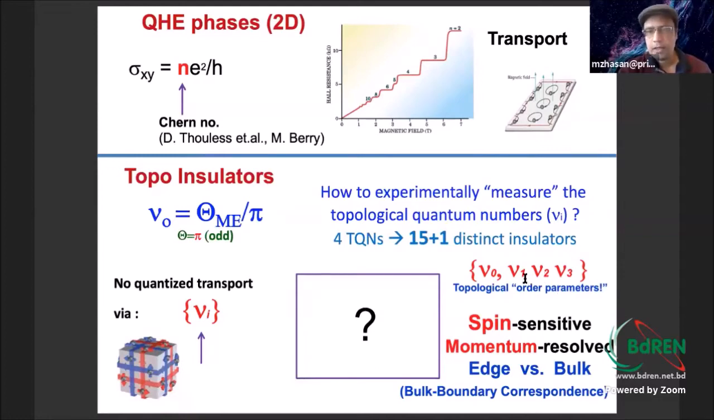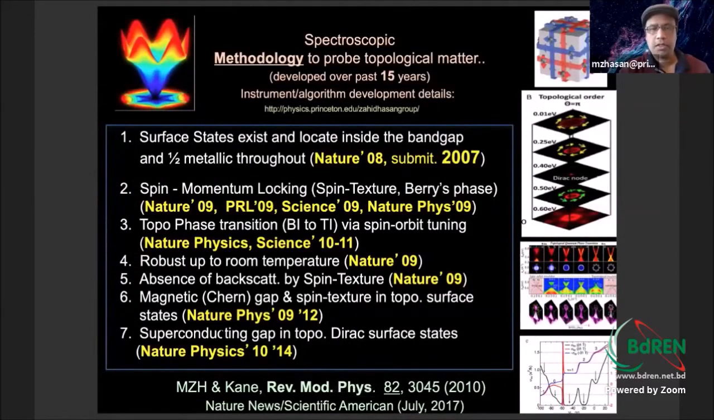And these invariants do not directly lead to quantized transport, unlike quantum Hall. Although doing transport would be interesting, transport doesn't directly couple to the topological invariant. That is the reason, in order to prove this state, we are doing spectroscopy. We are also doing transport, but I'll not describe transport because it doesn't prove topology decisively.